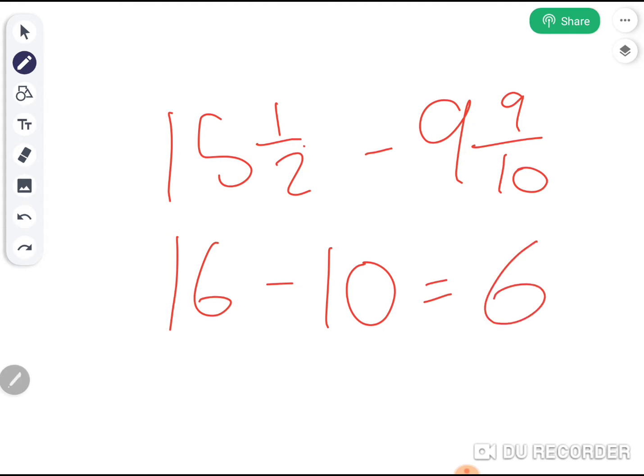So there's a quick look at how we can estimate our fraction sums and differences, as well as our mixed number sums and differences.